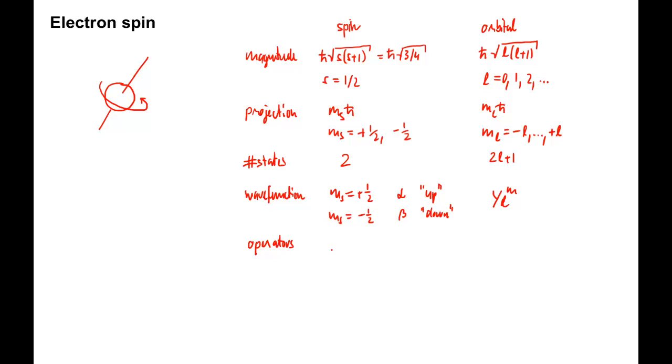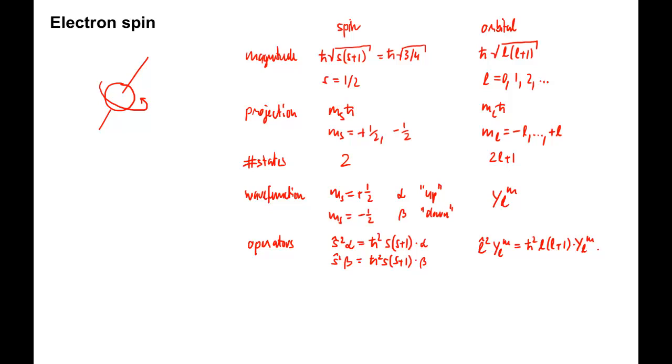In terms of operators, spin is completely analogous to orbital angular momentum. The square magnitude is represented by S squared, and when that operates on alpha, you get h bar squared times s times s plus 1 times alpha. If it operates on beta, we get h bar squared times s times s plus 1 times beta. For the orbital angular momentum, we have L hat squared operating on Y L M equals h bar squared times L times L plus 1 times Y L M.